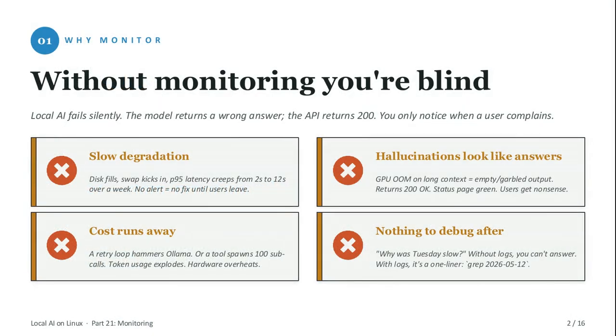So why even bother? Because local AI fails in the worst possible way, silently. The model spits out garbage, the API cheerfully returns 200, and your status page stays green while users quietly lose trust. Think slow degradation as the disk fills and P95 creeps from 2 seconds to 12 over a week. Think a runaway retry loop melting your GPU overnight. And when someone asks why Tuesday was slow, without logs, you've got nothing. With logs, it's 1 grep away.